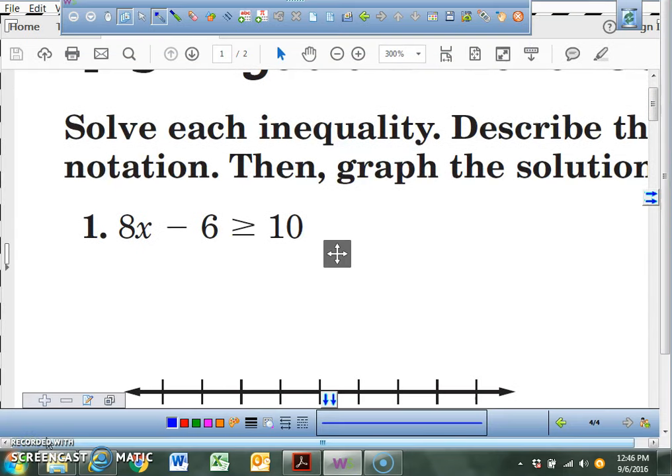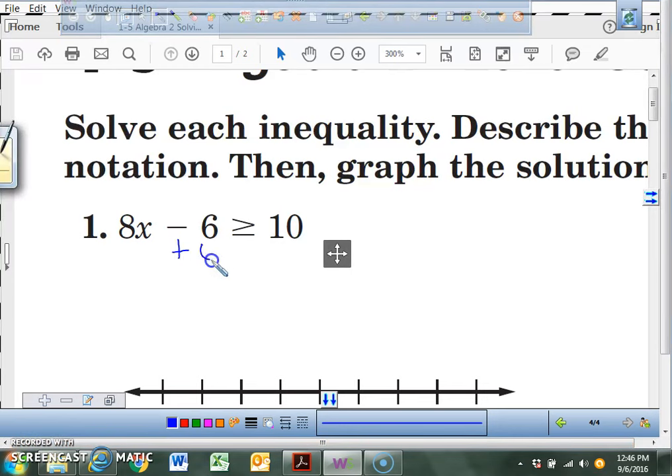All right, Aspen has volunteered to solve this one. She has 1.5 minutes to solve it. Looks like she's adding 6 to both sides. Do you guys agree with that? I agree with it. Good job. Keep going. So now she has 8x is greater than or equal to 16. What's she going to do next? Divide. Good. She's dividing by 8.